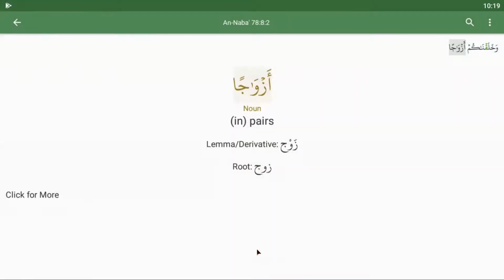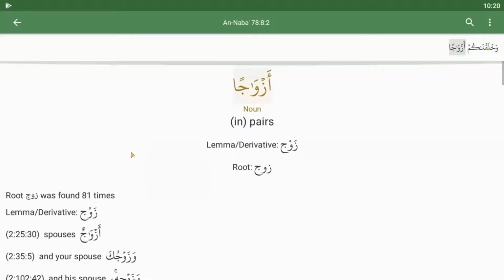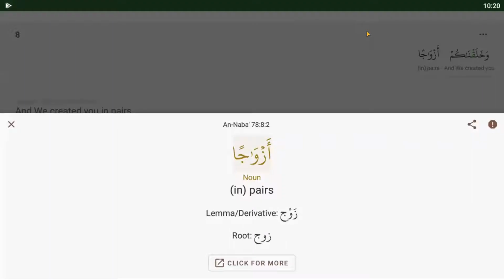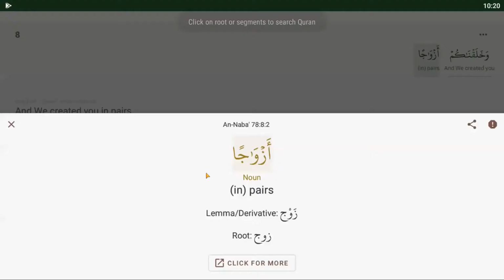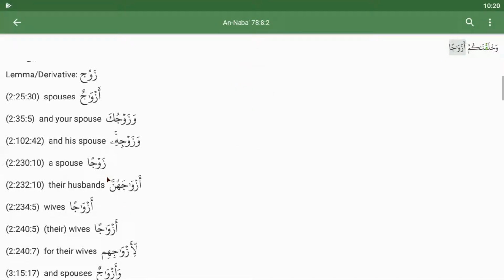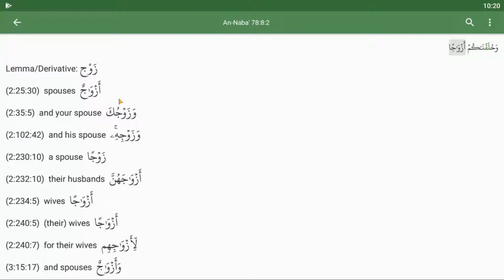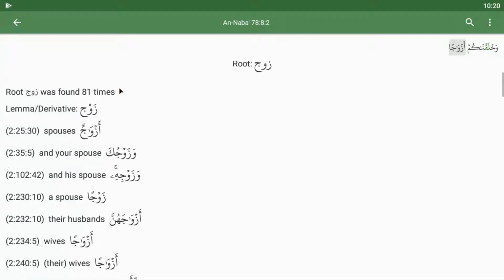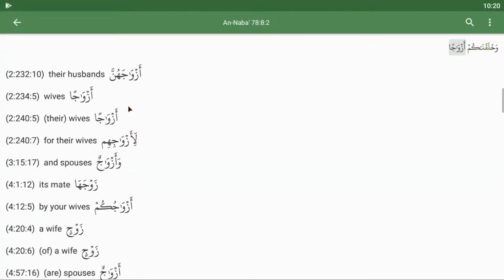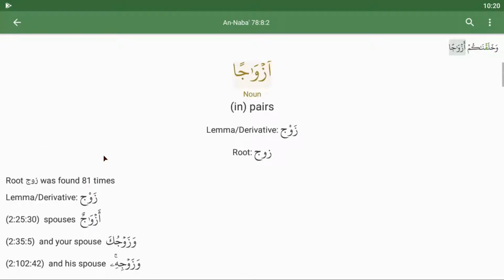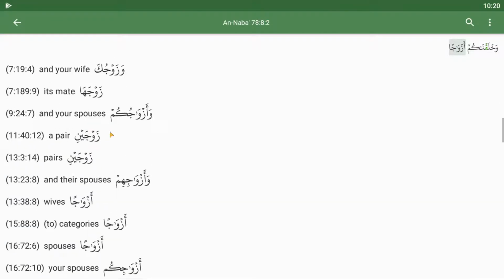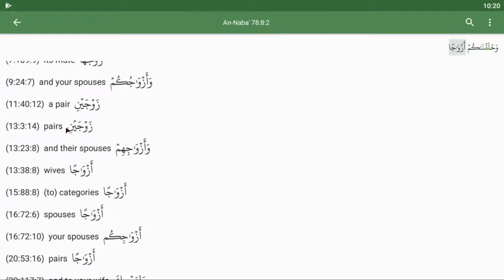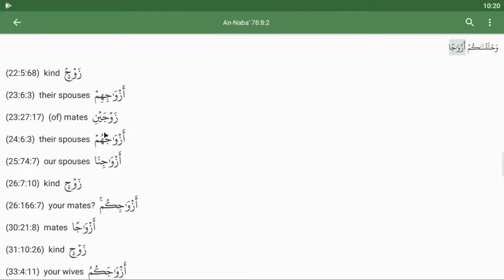Azwaj, from zawj. Now, azwaj can also mean spouses. And azwaj can also mean pairs. Pairs, spouses, and spares. It comes in the Quran, zawj, azwaj, 81 times. So azwaj means pairs, but also azwaj means spouses. Zawjaini, a pair, ithnaini. Azwajan, zawjain, azwaj, zawj.